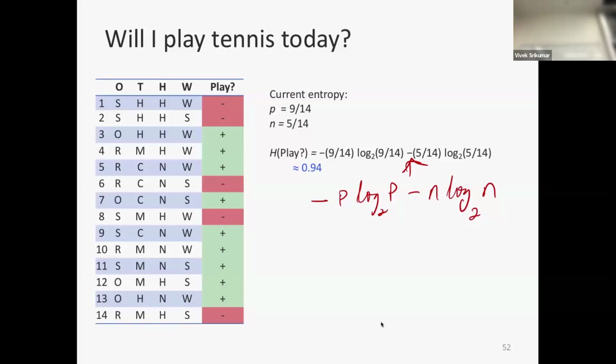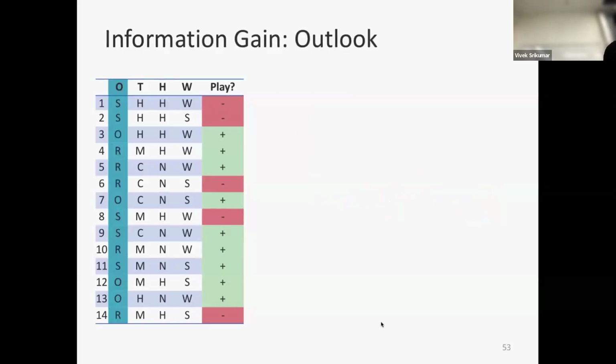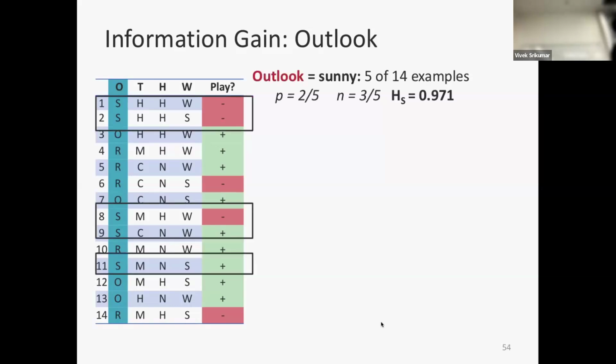But let's now start looking at each of these features one at a time. Let's consider the feature outlook. So that column there. Outlook takes 3 values. It can be sunny, overcast, or rainy, S, O, or R. The thing we need to do now is partition the data according to this feature. So let's first consider the case where outlook is sunny. There are these 5 examples where the outlook is sunny, and let's consider only those 5 examples.